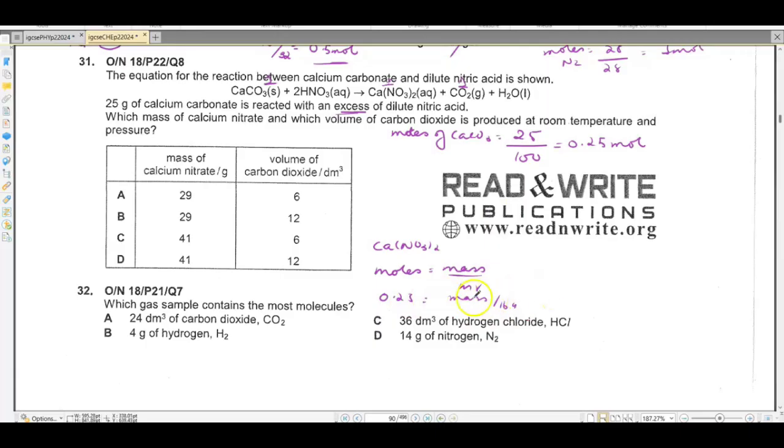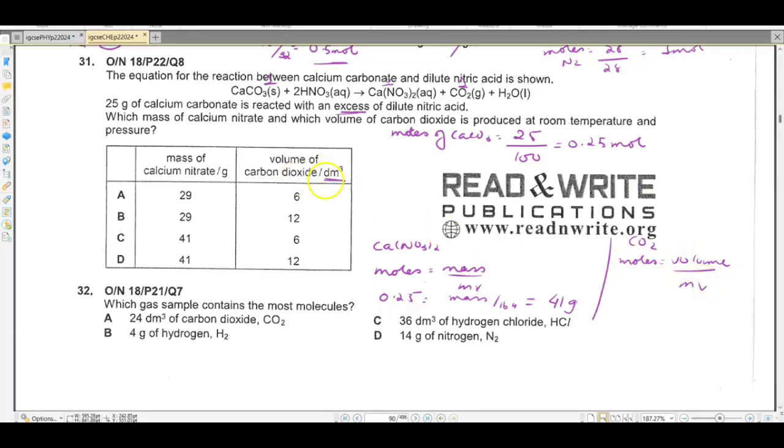So 164 into 0.25 gives us an answer of 41 grams. Okay. Once we've done that, let's move to CO2 and its volume. To find the volume, we need moles. It's equal to volume of CO2 by molar volume.